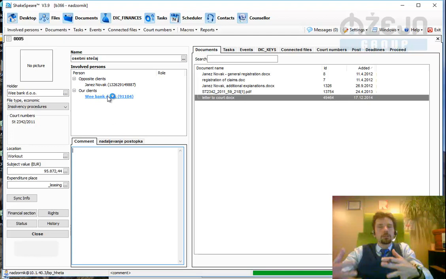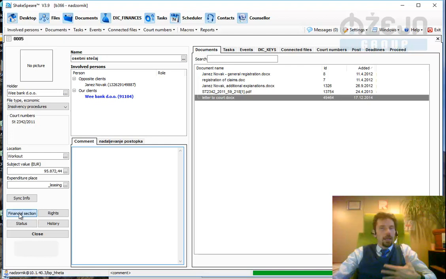What you see at the moment is an open case within the case management of Shakespeare. We see here opposite clients, our clients, and all the financial documentation and other documentation like general registration, registration of claims, different documents, schedules, and deadlines on this particular case. But what is important for this presentation is the financial section.